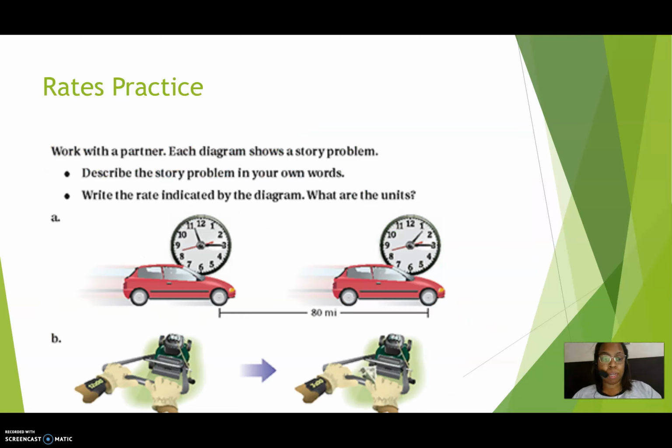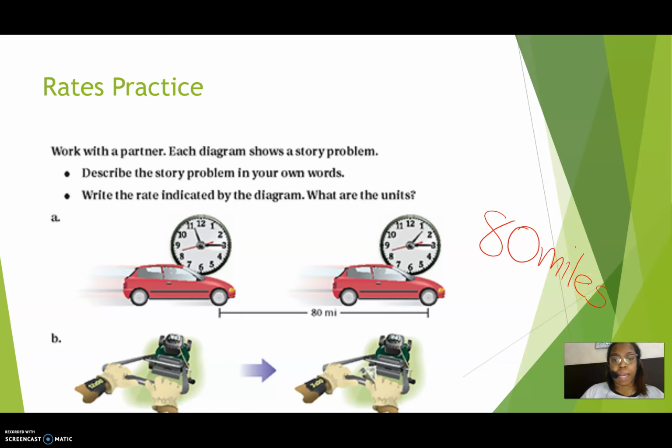So here's some examples of rates. We have 2 pictures here, and we want to kind of make sense of them. So rates allow us to make sense of what we see. So we have pictures, and if you're quick glancing at this, it might be hard to understand what's happening. So we're going to dig deeper into this. So looking at prompt A, we see we have a car that has traveled 80 miles.